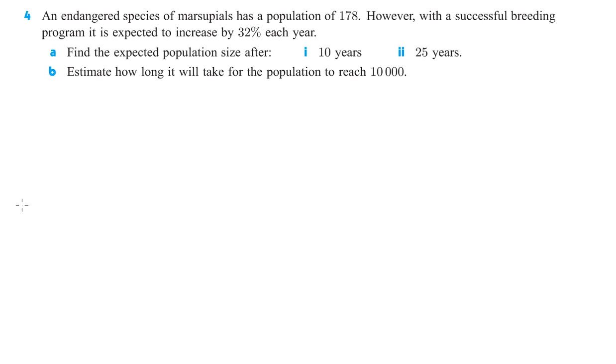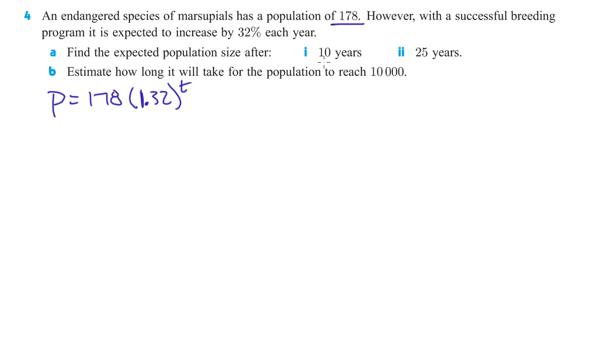An endangered species of marsupials has a population of 178. However, with a successful breeding program, it's expected to increase by 32% each year. Find the expected population size after 10 years and 25 years. So we want to write ourselves a population formula. Population equals, it originally is at 178, and then it's increasing by 32% each year. So that's going to be 1.32. 1 stands for the 100%, the original, plus the increase of 32% each year, all to the t power.